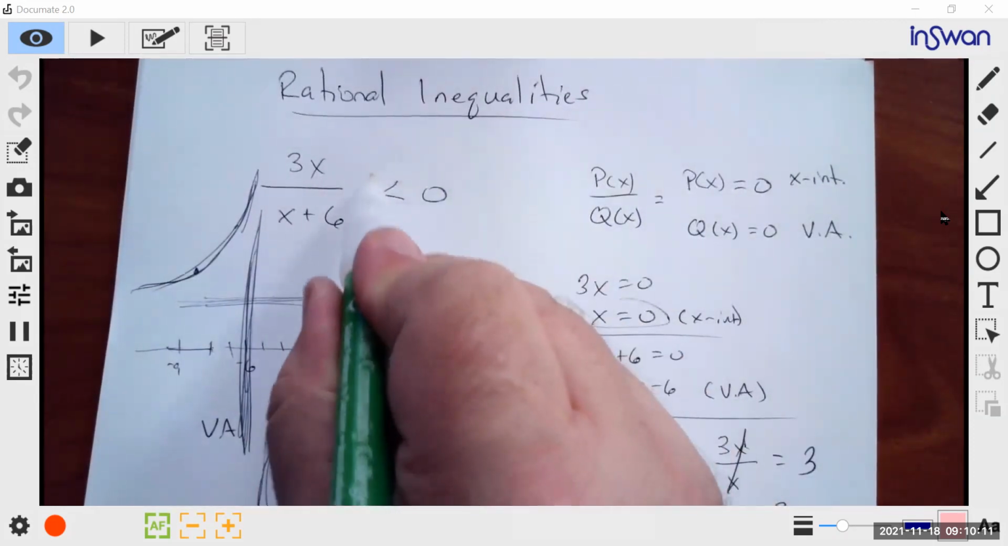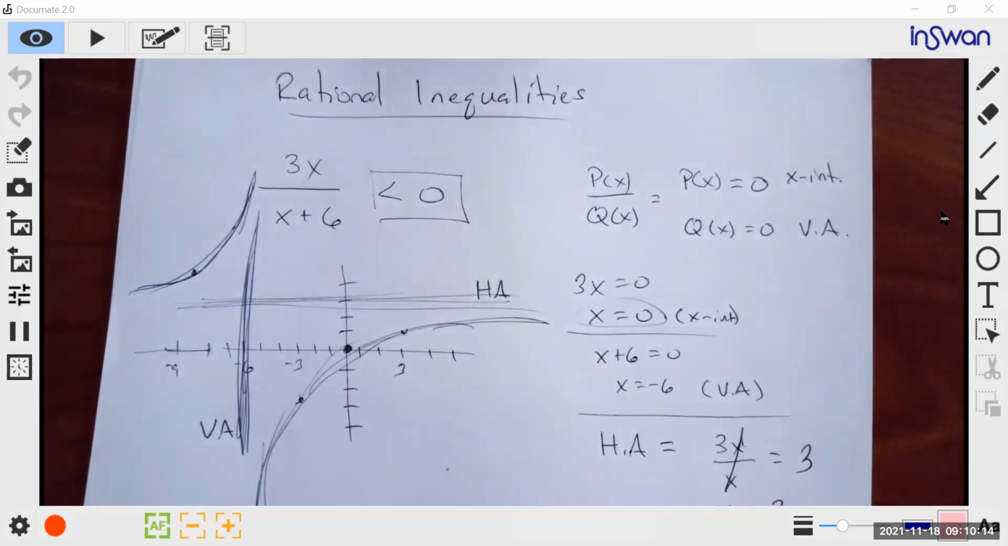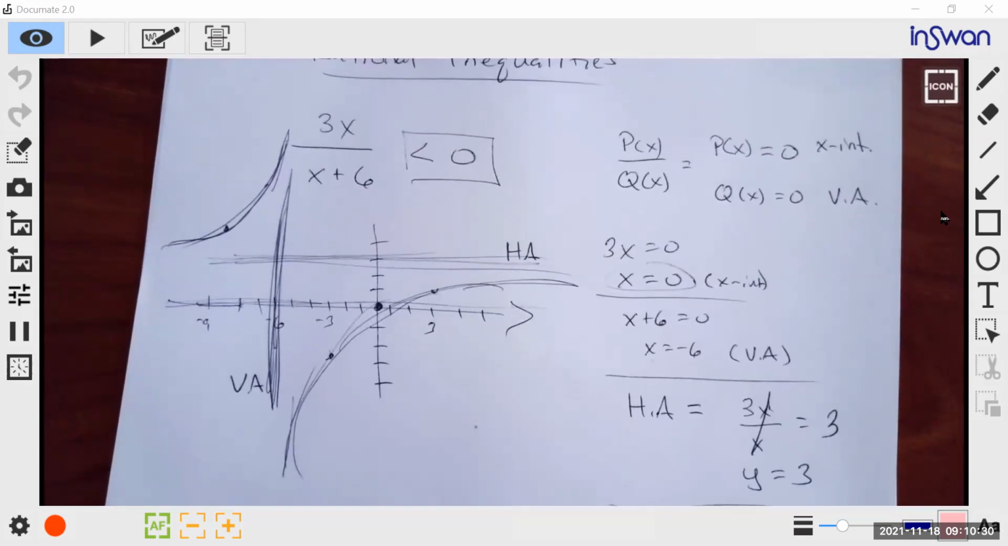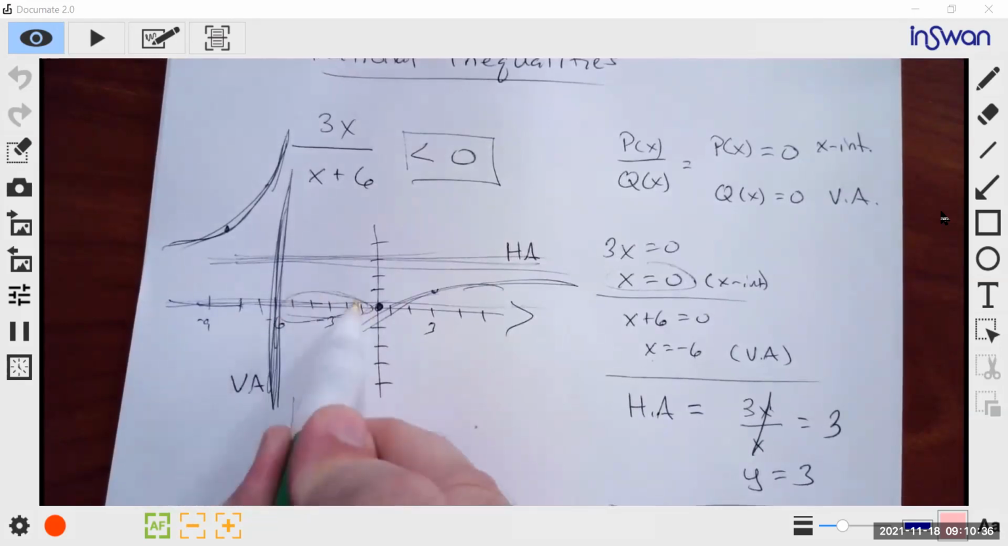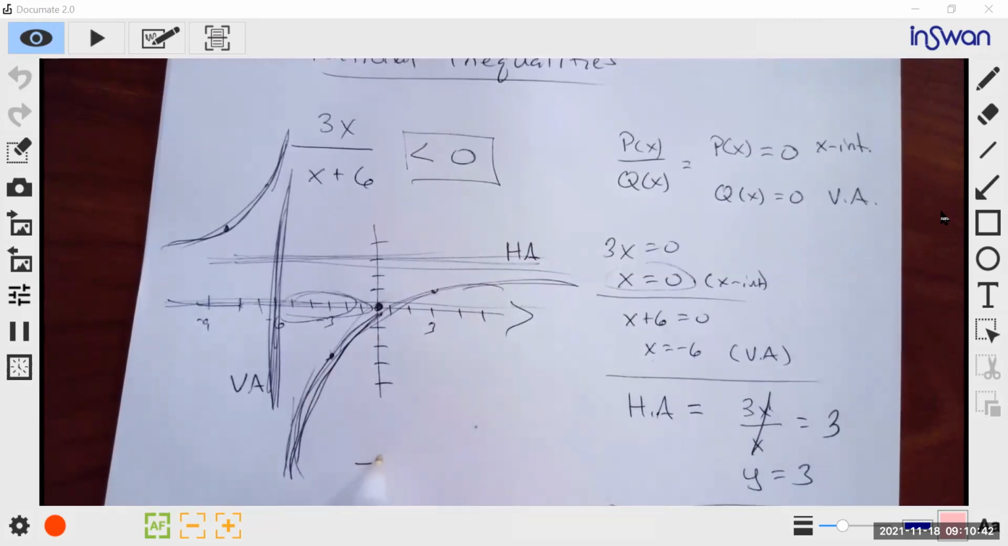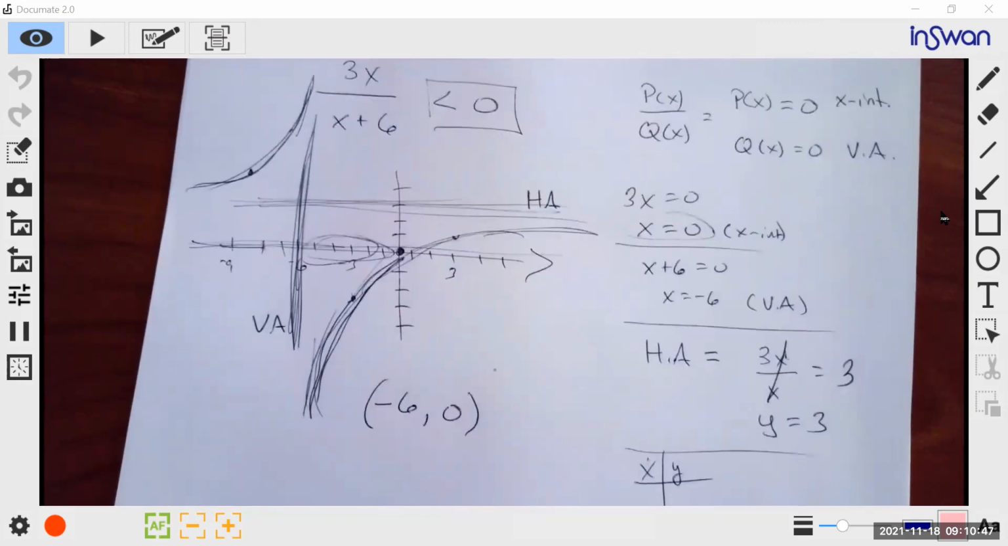We want everything below the x-axis, not the horizontal asymptote, the x-axis. The x-axis is here. So where's the graph below the x-axis? Right here. This is the part of the graph that's below the x-axis, from -6 to 0. That's the answer for that graph.